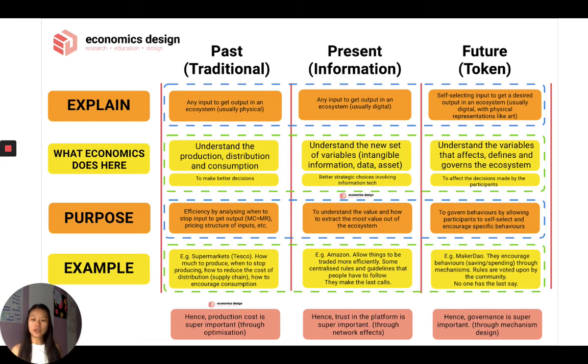So in the past, in traditional economics, production cost is super important through optimization. We want to maximize revenue and minimize costs. We want to optimize that, so how do we do that? With information economics, the most important thing is trust in the platform, and this can be done through network effects. And in the future, with token economics, the very important thing will be decentralized governance, because we don't trust the platform anymore. What we trust will be the decentralized governance in place, and this can be done through your mechanisms.